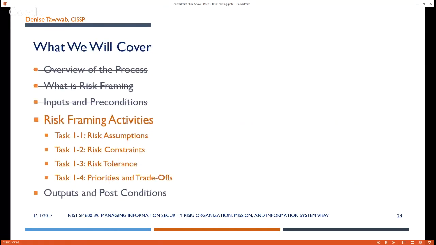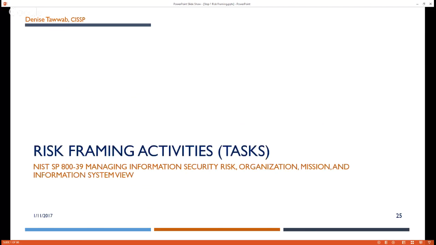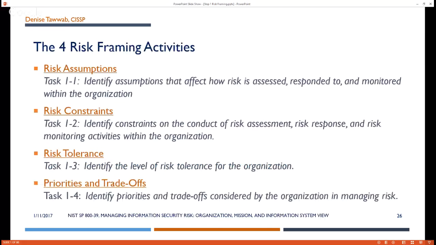Next up, we're going to talk about risk framing activities. Risk framing activities include your risk assumptions, risk constraints, risk tolerance, priorities, and trade-offs. Okay, the task, the four risk framing activities, risk assumptions. Task 1-1, identify assumptions that affect how risk is assessed, responded to, and monitored within the organization. Task 1-2, identify constraints on the conduct of risk assessment, risk response, and risk monitoring activities within the organization. Task 1-3 is risk tolerance. Identify the level of risk tolerance for the organization. And priorities and trade-offs. Identify your priorities and trade-offs considered in managing risk.